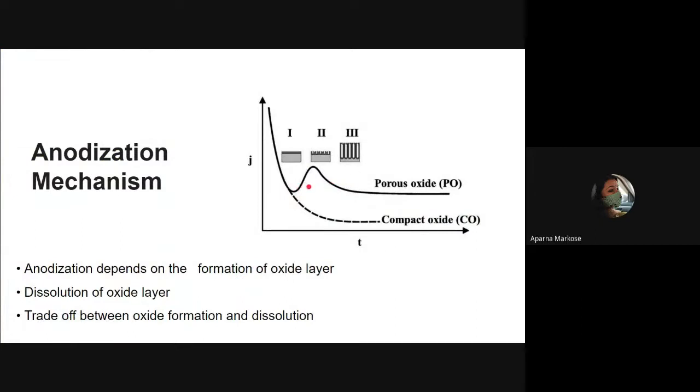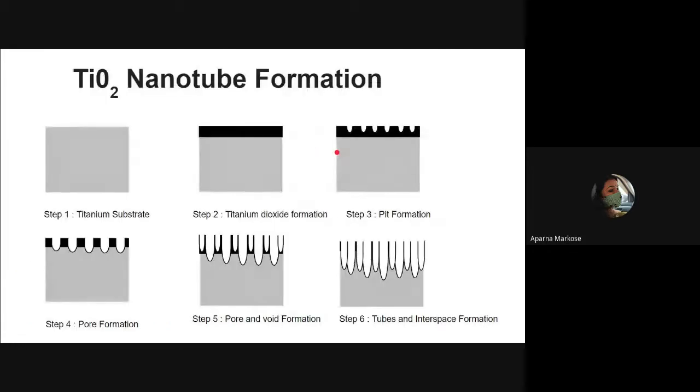So how does this porous oxide formation happen? You can see in the beginning, there is only the titanium substrate which you have seen. This is a side view. You should remember this is a side view. So this is the titanium substrate. And when I am applying potential, there will be a formation of titanium dioxide over the titanium.